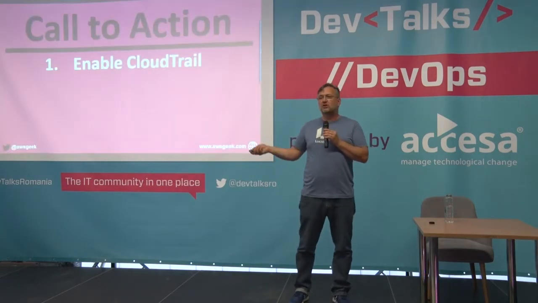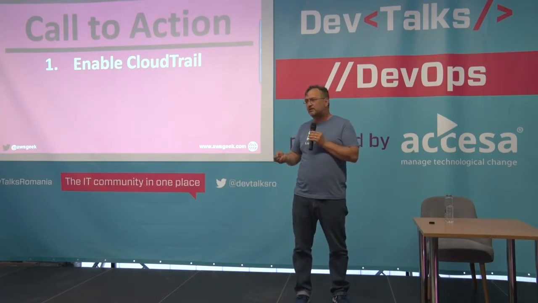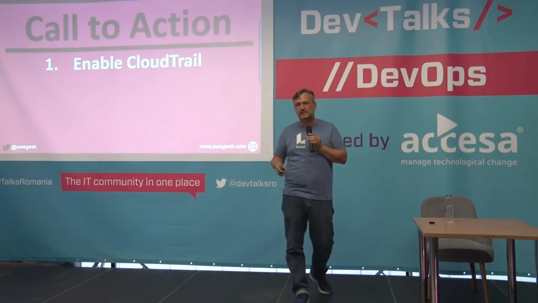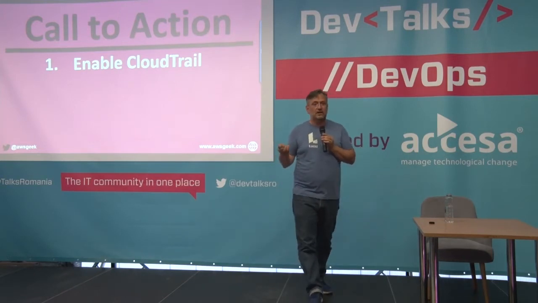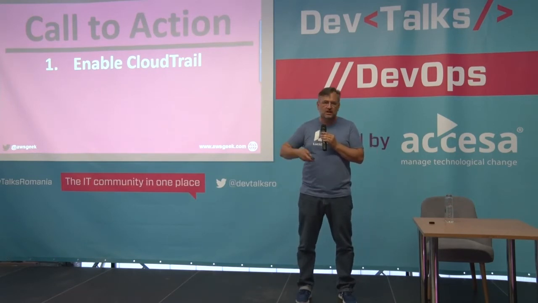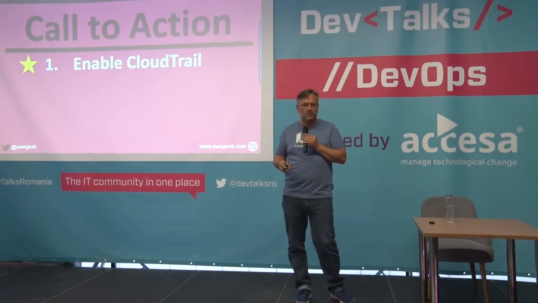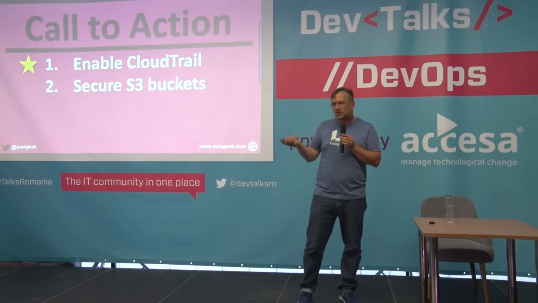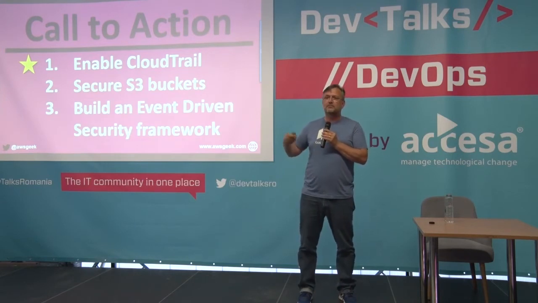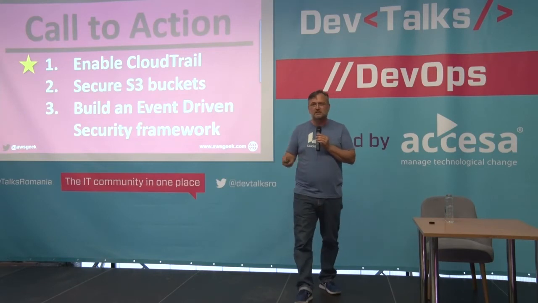My real call to action today, and what I hope that you guys get out of this is, number one, if you're working at a company or you yourself have an AWS account, make sure that CloudTrail is enabled. If there's nothing that you get out of this talk today, it's that. Make sure that CloudTrail is enabled. Two, make sure you've secured your S3 buckets, obviously. And then try to build some simple event-driven security framework to protect your assets on AWS.